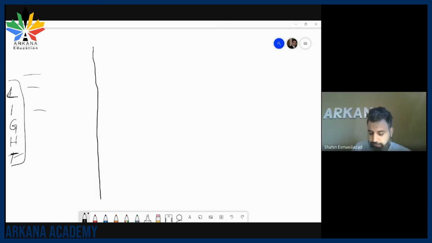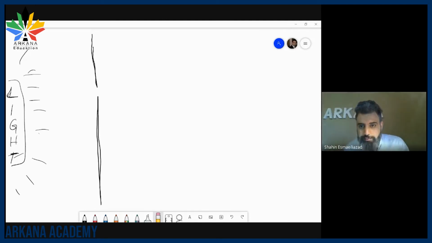Now the light is coming from this direction, and this is a wall. This is a black screen which absorbs all the light and nothing goes through. And in this case, let's make one small opening. We talked about this in the diffraction properties of waves, and this is how they come in handy together.